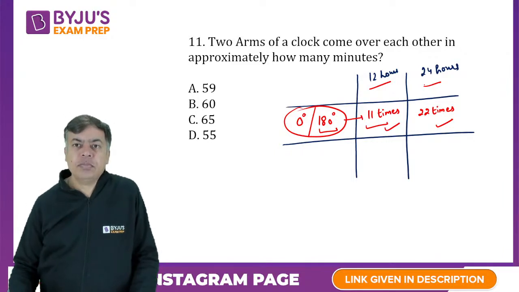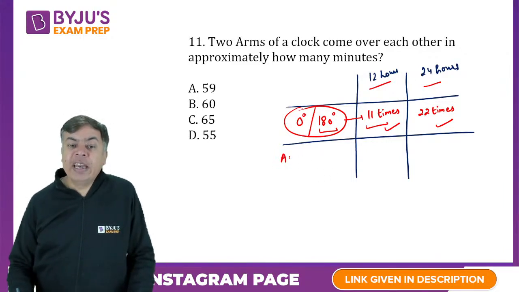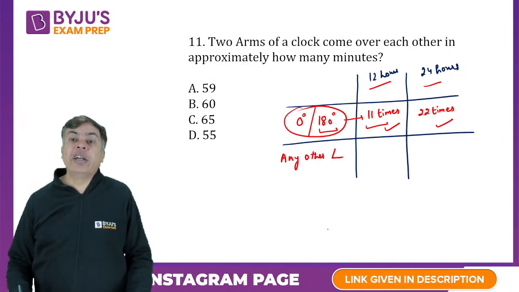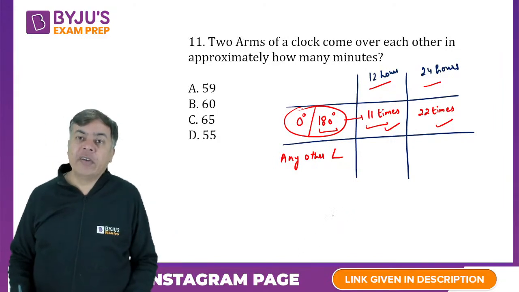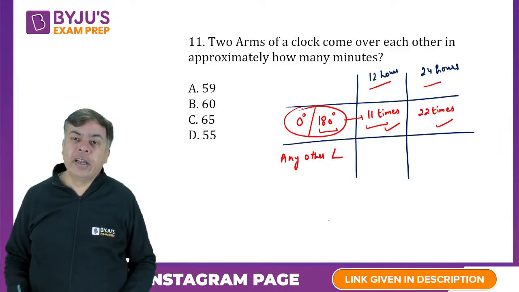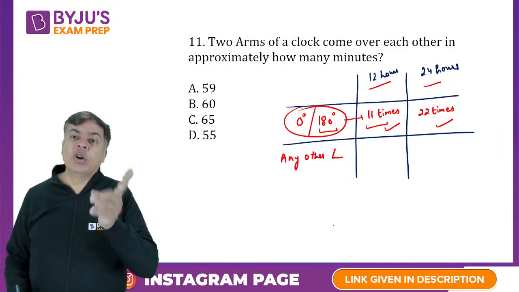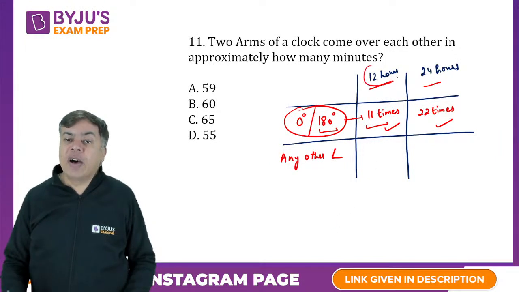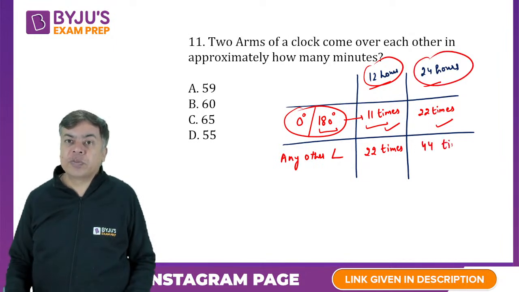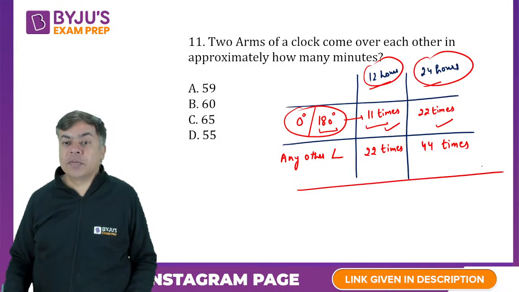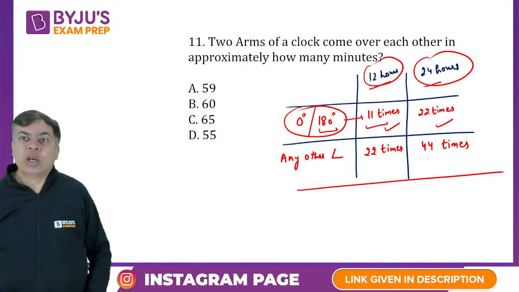But if you talk about any other angle, that is how many times they will have 60 degree, 90 degree, 100 degree, any other angle other than 0 degree and 180 degree. In 12 hours, they will make 22 times, and in a complete day, that is 24 hours, they will make 44 times. Right? This is a common question. So you will remember this.